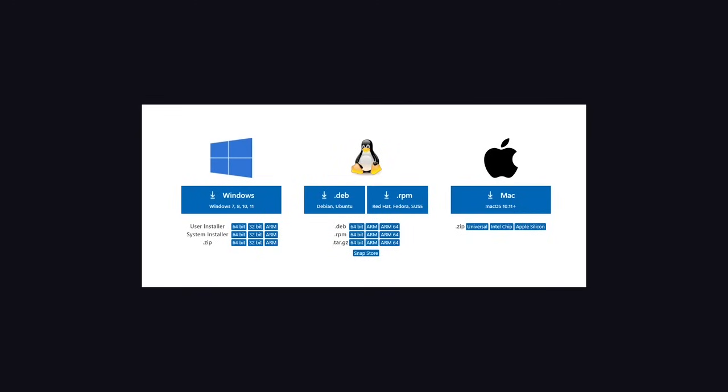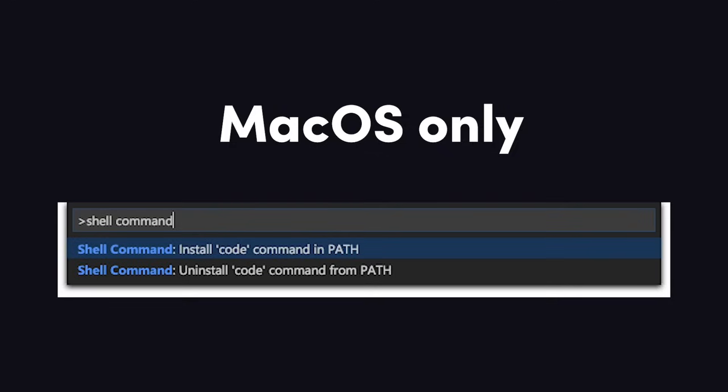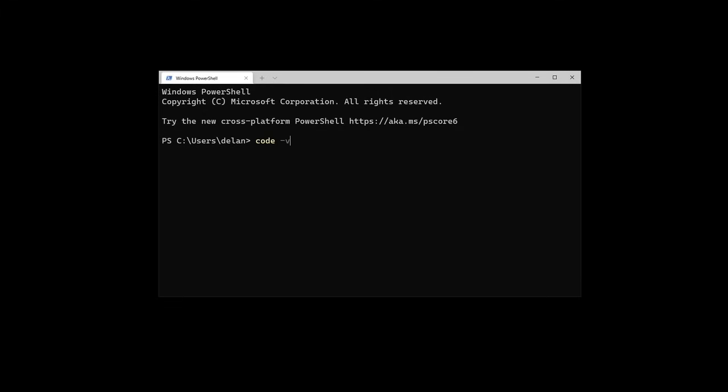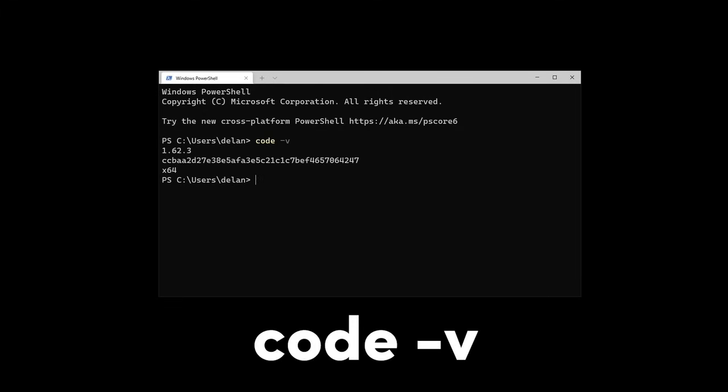The first trick I want to teach you is how to use the VS Code CLI. When you install VS Code, it will also give you access to the code command from the terminal. Although if you're on Mac OS, you'll also need to go to the command palette and find the option to install the code command in your path.